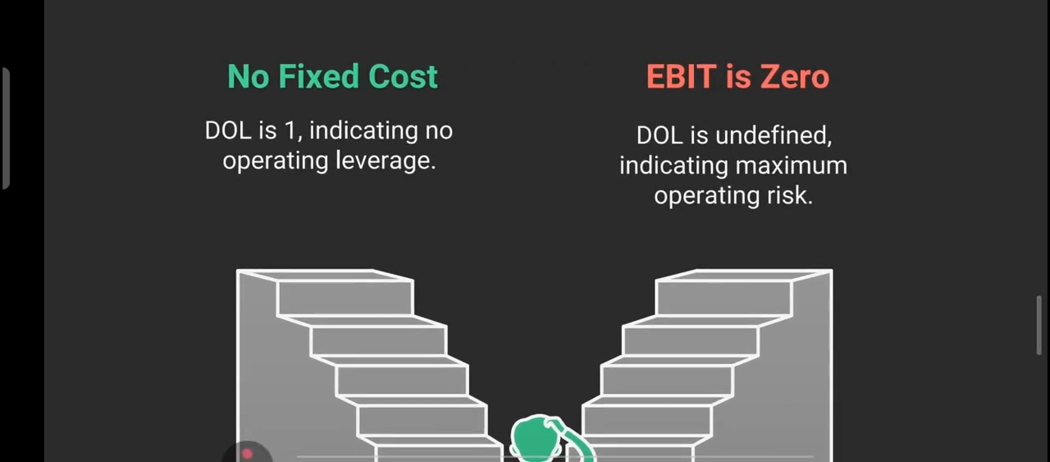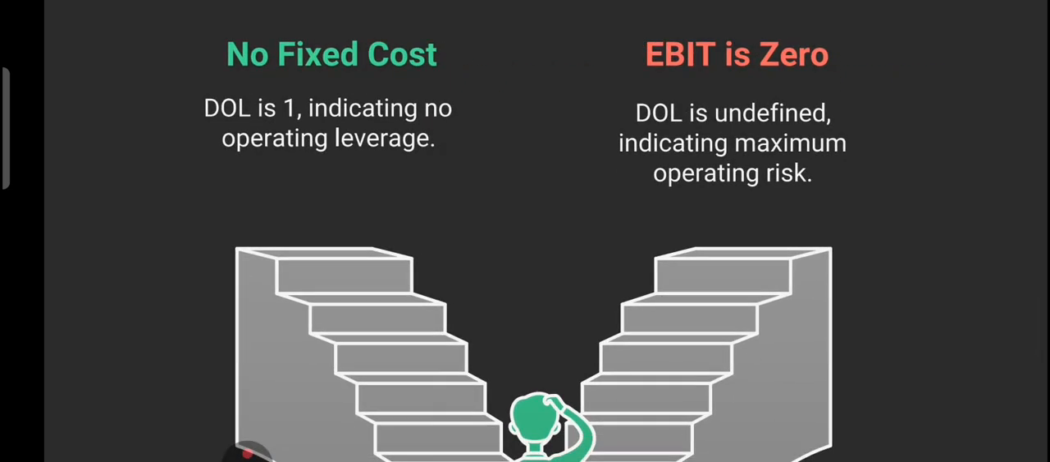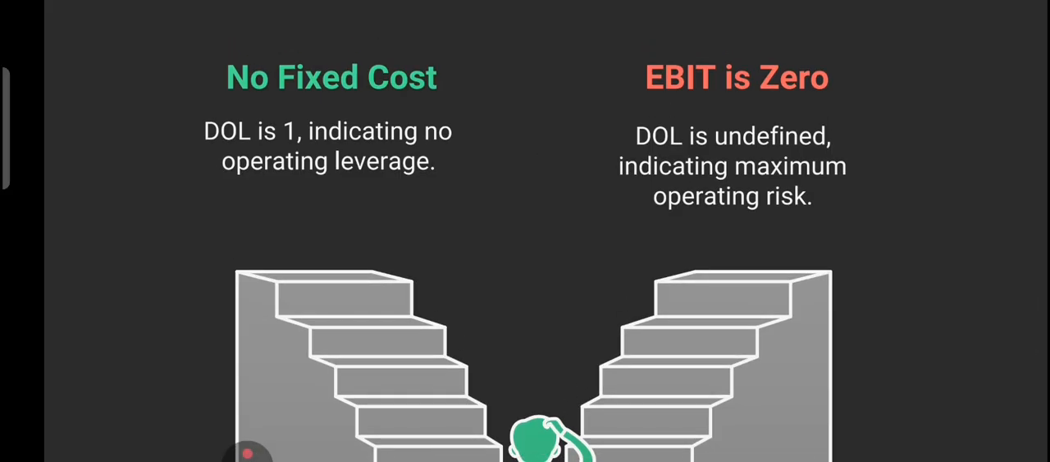Then scenario number 2 is EBIT is 0. This is a very important thing. Now flip to the other extreme, when your business earns no operating income at all. The formula is contribution upon EBIT, just now I told you. So when EBIT is 0, the denominator is 0, so the DOL will become undefined, isn't it?